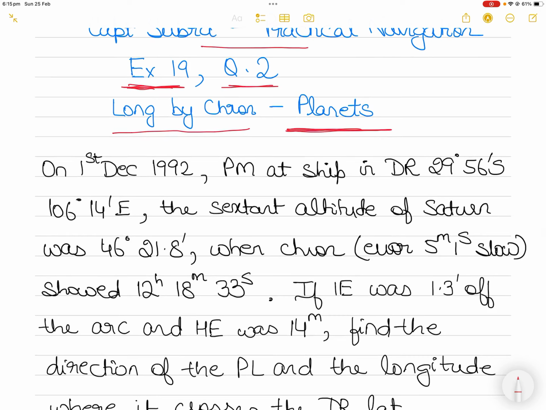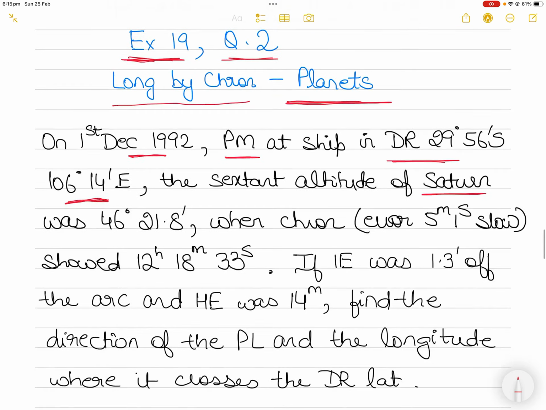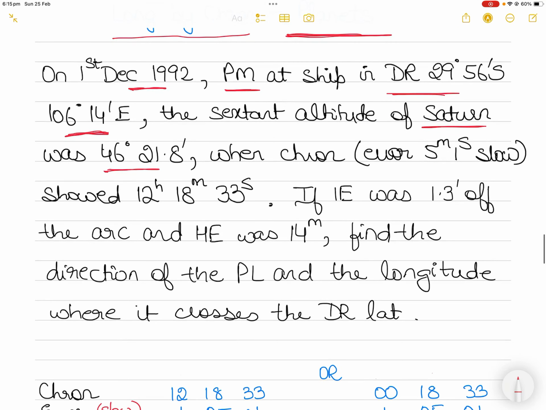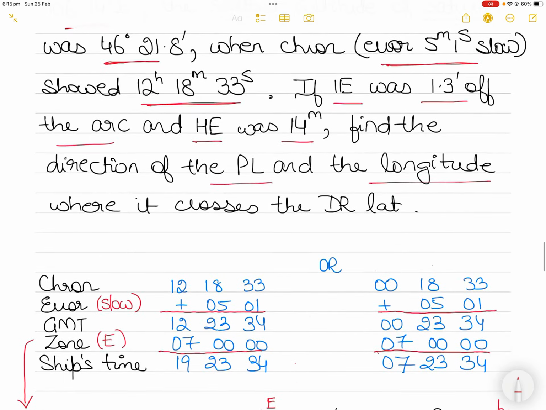It's 1st of December 1992 on the ship and it's PM on the ship. So let's highlight the important bits and pieces here: the DR position, lat and long. The planet is Saturn in this case. The sextant altitude is given to you. The chronometer error is provided to you, so is the chronometer time. The index error 1.3 of the arc is provided to you. The height of eye is 14 meters and you have to find the position line and the longitude through which it passes, right? So very straightforward long by chron question here.